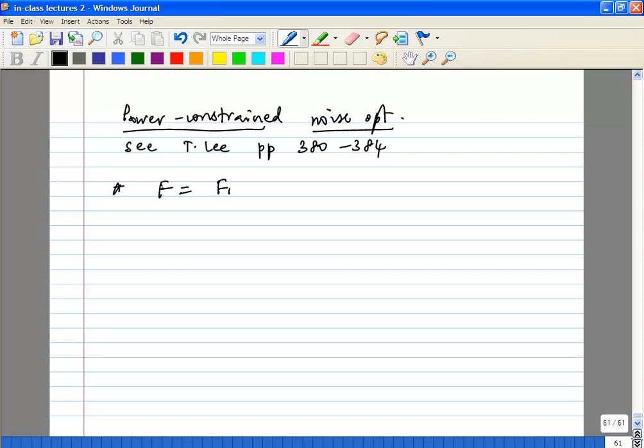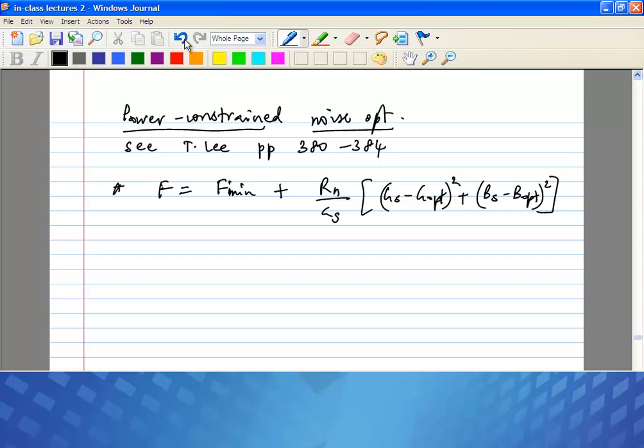Remember, you remember this expression, right? We found out F equals F min plus a term in terms of Gs minus G opt and Bs minus B opt. We talked about noise circles. So the first thing you assume is that the imaginary part, Bs minus B opt, is very small, so you can neglect it. So it's matched at least, the imaginary part is cancelled out, or almost so.